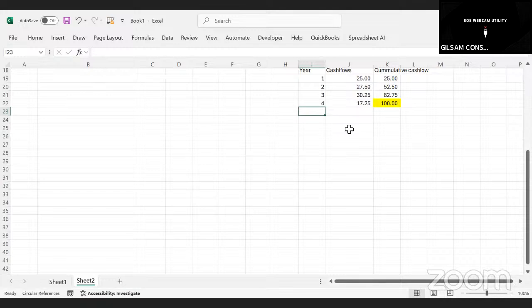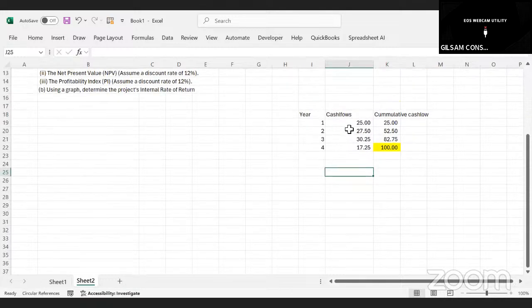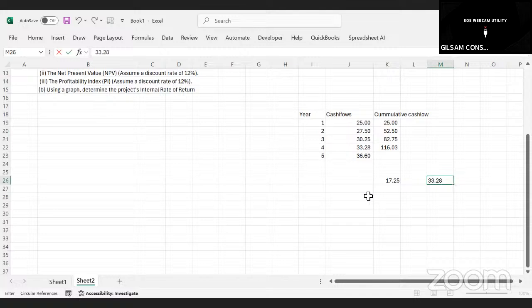So now our payback period, we will count the full years, which is year 1, 2, 3. Those are 3 years. So we will write 3 years plus. Then we will take now this 17.25. What was the total value of this one before we changed to 17.25? Let's check first. Undo. So the total value was 33.28.